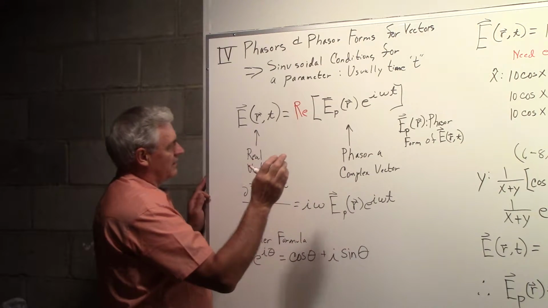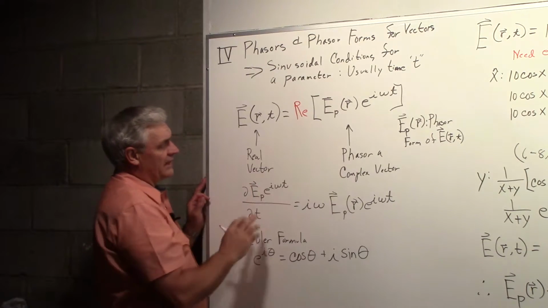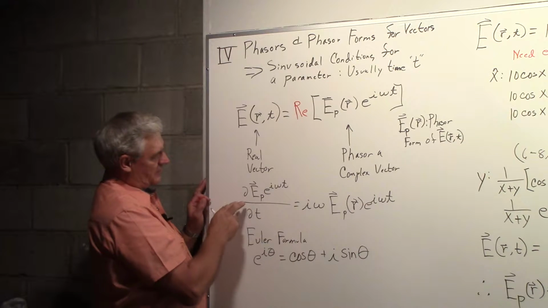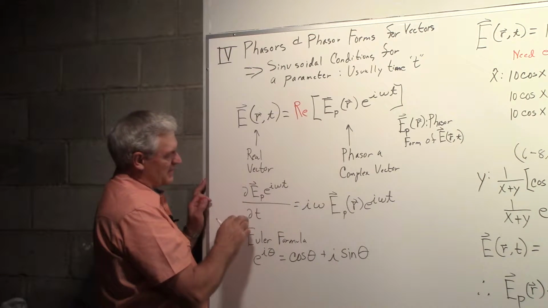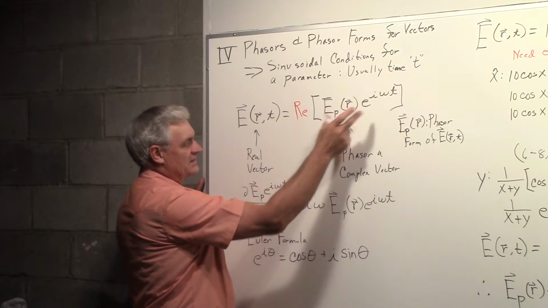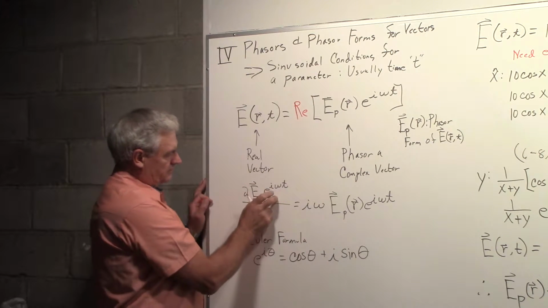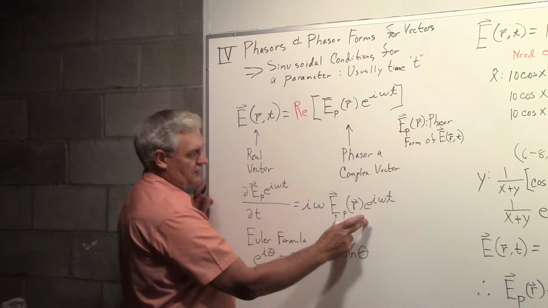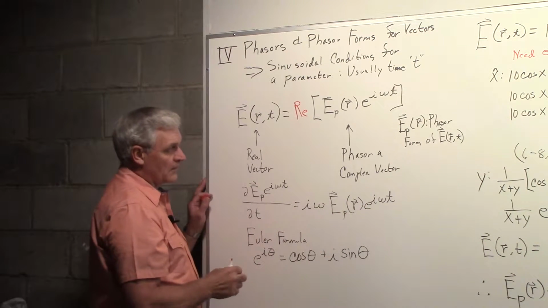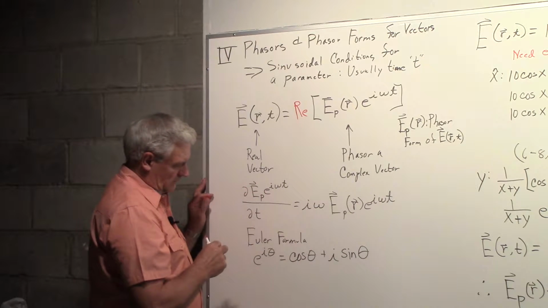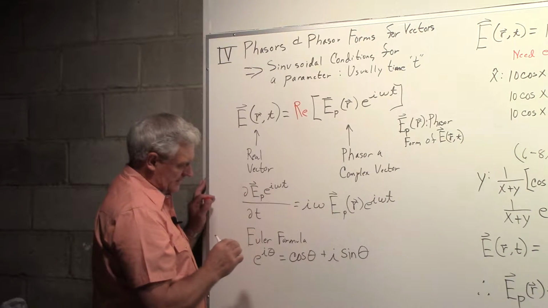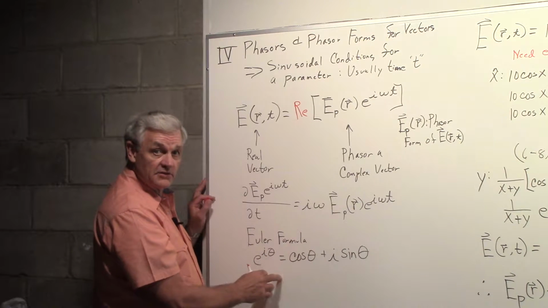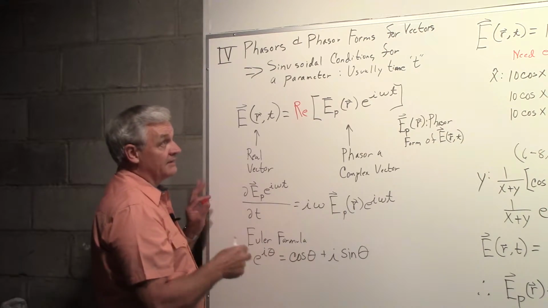And one of the reasons for looking at this, and you can go back and look at the other sections for more details, is, for example, if you take the partial with respect to time of what's in the square brackets here of the phasor form, with the e to the I omega t, you wind up with I omega times the original form e to the I omega t. One of the things that we're going to need in working this example out is the Euler formula, and that's e to the I theta is equal to cosine theta plus I sine theta.